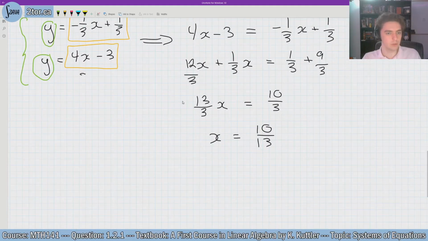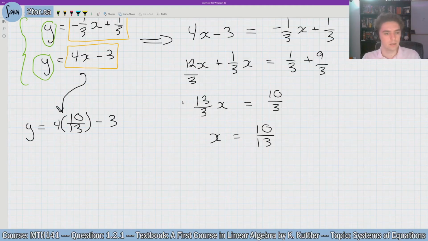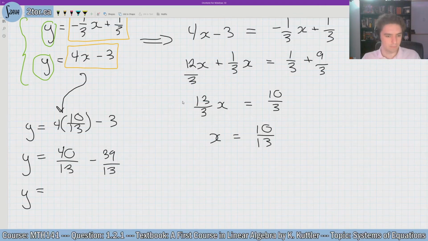So I'm going to choose the second one here. y equals 4 times 10 over 13 minus 3. Now, what's 4 times 10 over 13? Well, it's 40 over 13, minus 3. Let's start with 3 over 1. 3 times 13 is 39. So multiply by 13, so 39 over 13. So 40 minus 39 over 13 is 1 over 13.